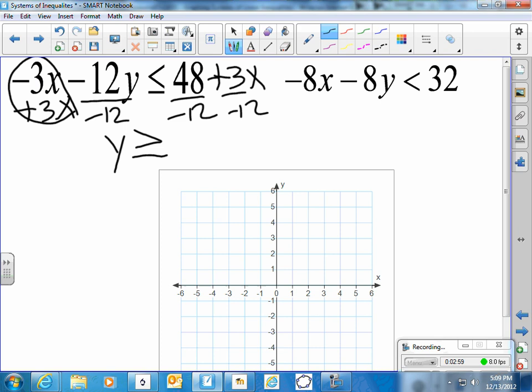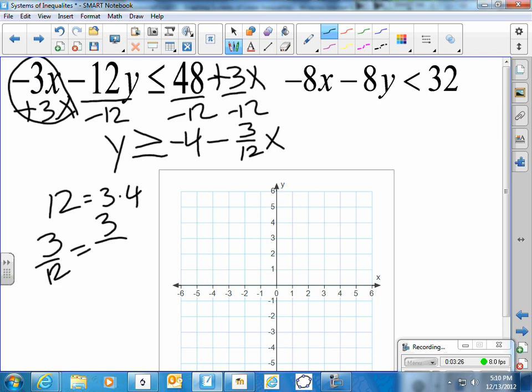48 divided by 12 is 4. Positive divided by negative is negative. Positive divided by negative is negative. 3 divided by 12. Well, we could write that as 3 over 12. That could be reduced because 12 could be written as 3 times 4. So let's rewrite the 3/12 as 3 over 3 times 4. 3 could be written as 3 times 1. 3 divided by 3 is 1. And that reduces to 1/4.